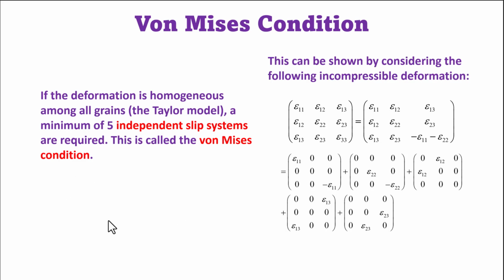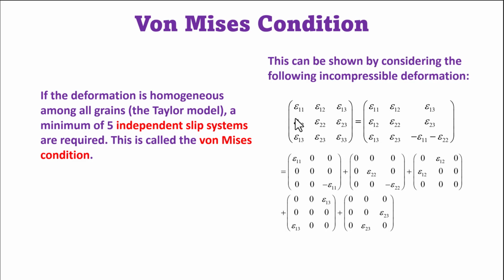So the Taylor-Bishop-Hill model explained in 2D can be extended to 3D easily, except that in 3D, a minimum of 5 independent slip systems are required to accommodate an imposed deformation, and this is called the von Mises condition. There are many ways to demonstrate why a minimum of 5 independent slip systems are required to accommodate an arbitrary strain. One demonstration is presented here.